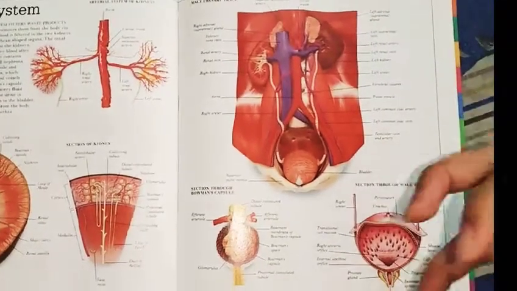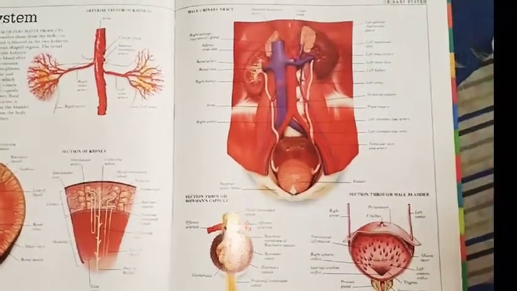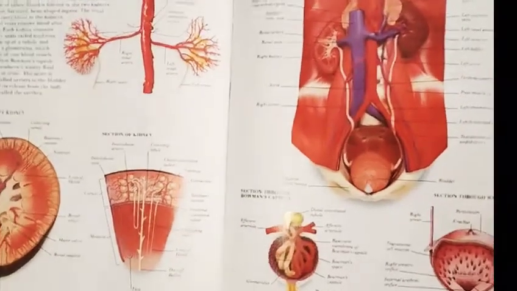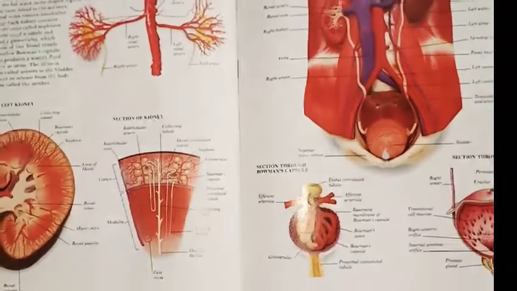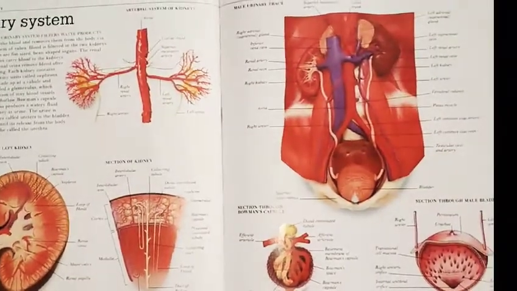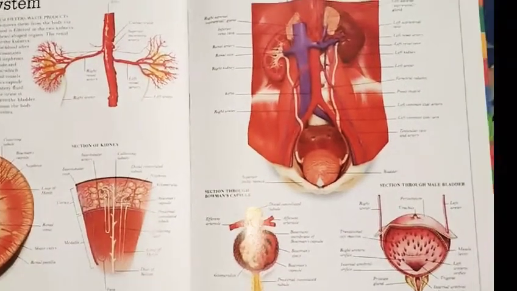So these are the roles of the lungs, liver, and skin in excretion. This is about excretion, and I hope you understood this. Just revise it yourself and read it from the book also.